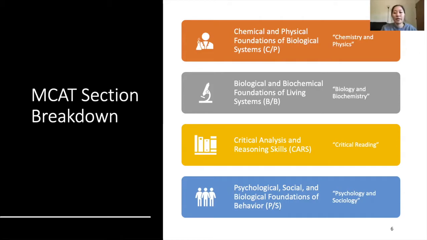We have the psychology, the PS section. This section tests you on psychology and sociology. I would say that it's pretty memorization heavy, especially compared to other sections. Psychology and sociology aren't usually required for medical schools, and because of that, people don't really take them during college. There will be a learning curve for students who didn't take those classes, and pre-med advisors, at least at my school, always encourage students to take these classes.